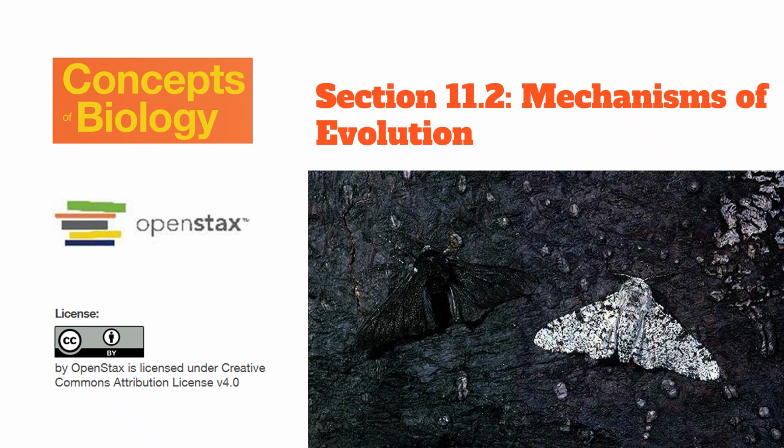Welcome to section 11.2, Mechanisms of Evolution. In this section, we'll look at the four key mechanisms of evolution: natural selection, mutation, genetic drift, and gene flow. Each of these forces acts in different ways to change allele frequencies in populations, helping us explain how species adapt, survive, and sometimes even go extinct.